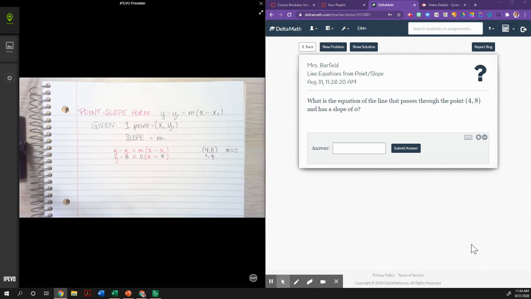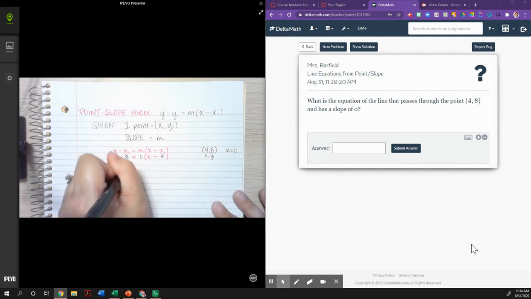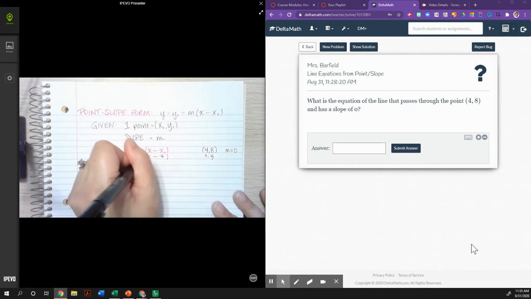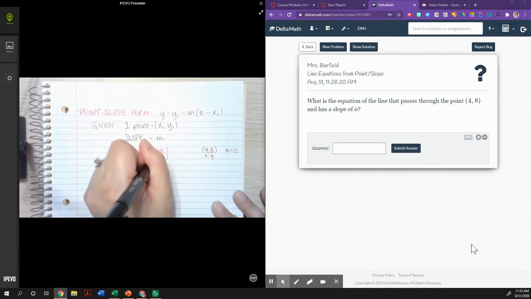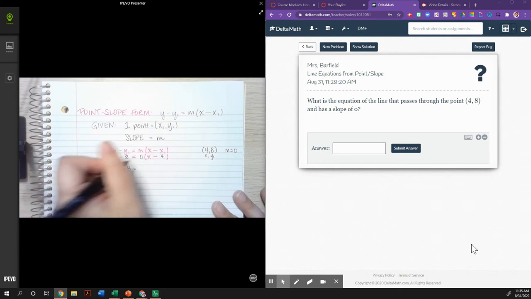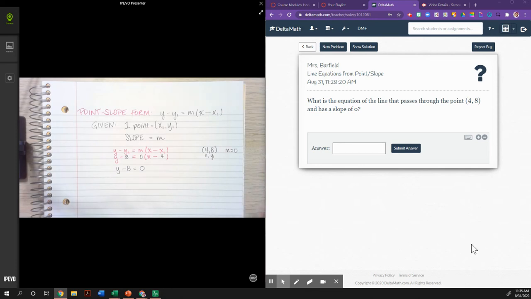Now I need to write the equation of a line, so I'm going to use slope-intercept form. That means I have to solve for y. This is why we did that last week where we solved for y. I need to get y by itself. So y minus 8 equals, well, 0 times x is 0. I don't need to write that down. So 0 times x is gone. And then 0 times negative 4, well, that's 0. So this whole thing is 0. And that's okay. When you multiply by 0, you get 0.